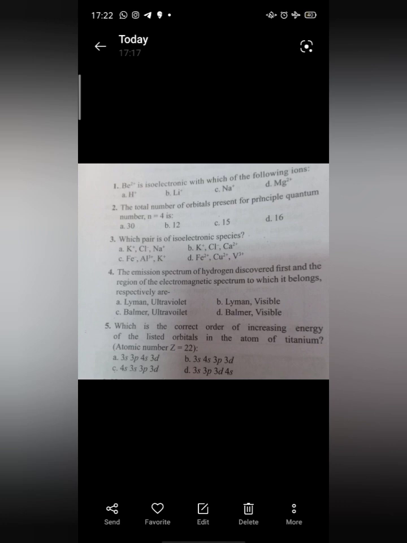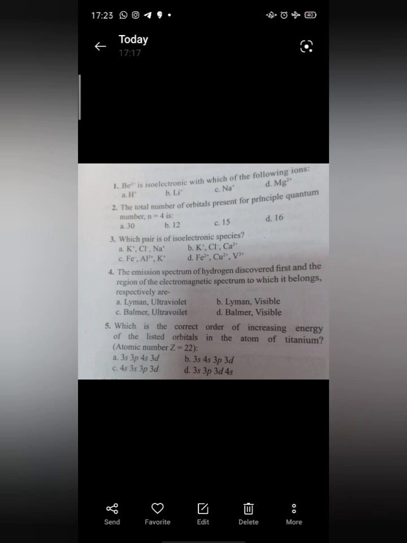Let's discuss the first question. Be2+ is isoelectronic with which of the following ions? Isoelectronic, we check with the number of electrons. As we can see, in Be2+ there are only 2 electrons. So we can calculate the number of electrons in all the options. In option 1, H+, the number of electrons will be 0, so it does not match Be2+. So option A is not the correct answer.